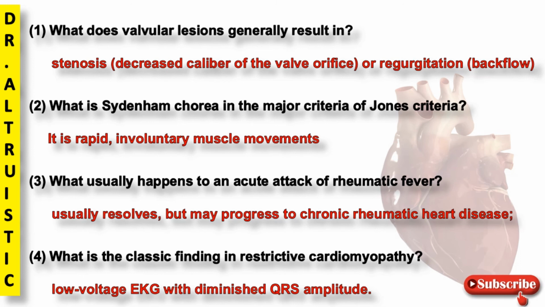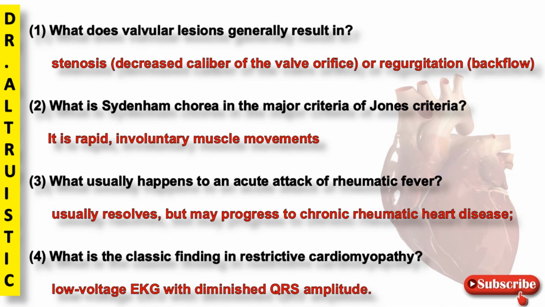1. What do valvular lesions generally result in? Stenosis, decreased caliber of the valve orifice, or regurgitation, backflow. 2. What is Sydenham chorea in the major criteria of Jones criteria? It is rapid, involuntary muscle movements.